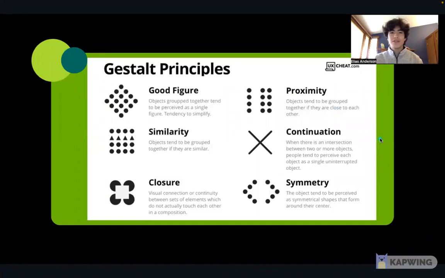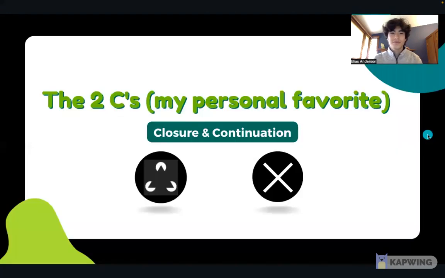So first off, to get a grip, here are the Gestalt principles. First, we have good figure, similarity, closure, proximity, continuation, and symmetry. But now specifically, we're going to be focusing on the two C's, what I like to call it, closure and continuation. These are my personal favorite concepts from Gestalt psychology.